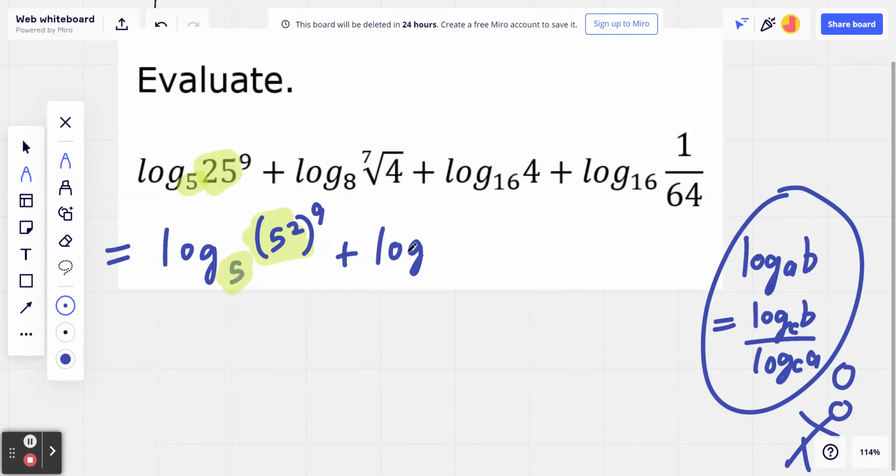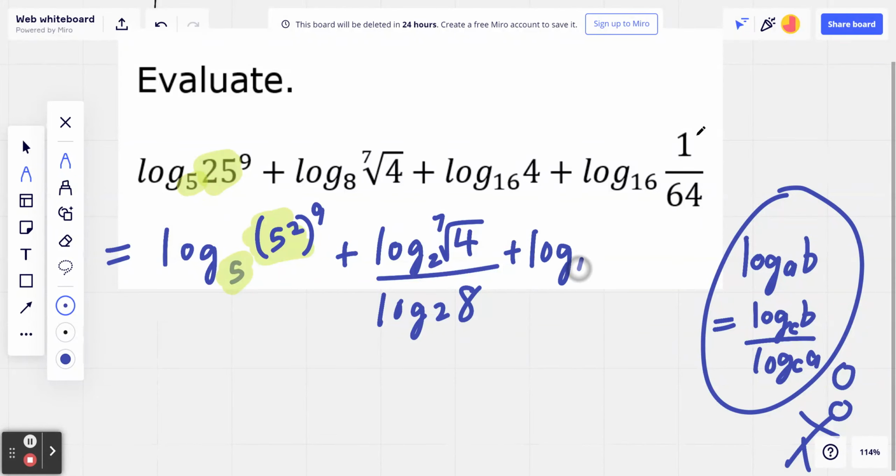Common base could be C, just like that. Now, if you think about this, this means in the numerator you take the 7th root of 4, and in the denominator here, this is going to be log of 8. The key is to find the common base. Think about 4, think about 8, the common base is going to be 2. Plus log of, again, go back to 16 and 4.